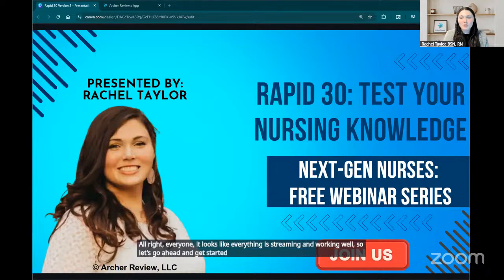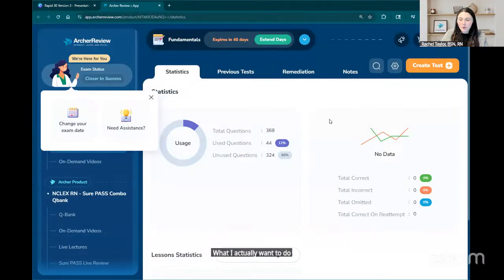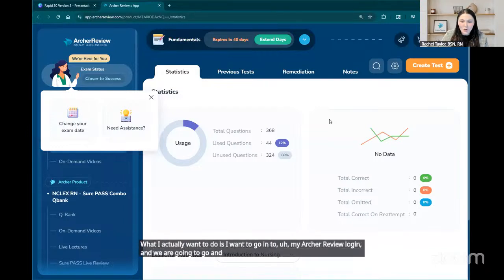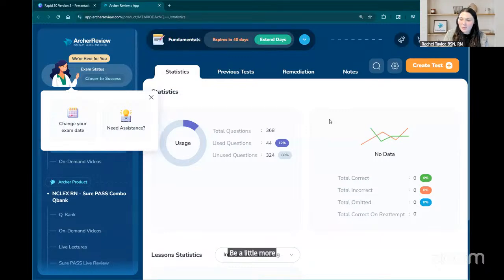I am going to do this a little bit different than how I have done it in the past for our Rapid 30s. What I actually want to do is go into my Archer Review login, and we are going to choose some practice questions that we want to work on together. So I'm excited. I am hopeful that this will be a little more fun than how we normally do it.